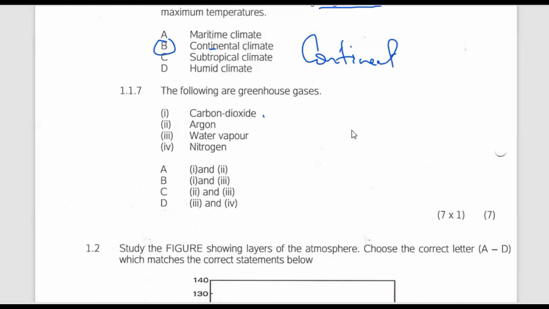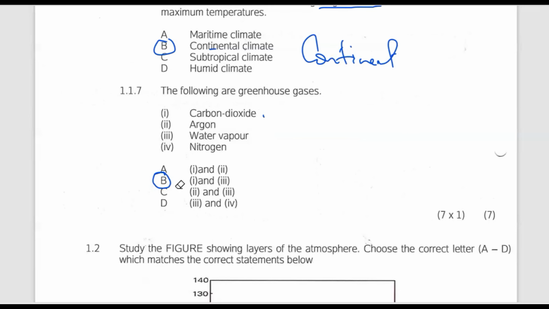So if we are trying to analyze, we are very sure that carbon dioxide is a greenhouse gas. And we can also check on water vapor as another gas. So our correct response must have item number 1 and item number 3, which gives us the correct response as B.